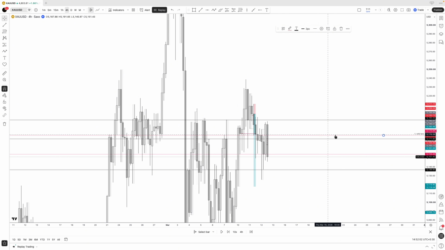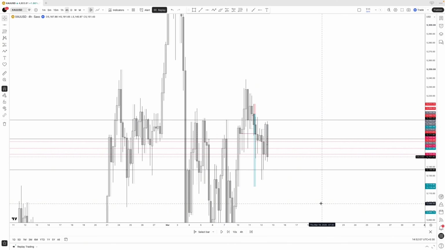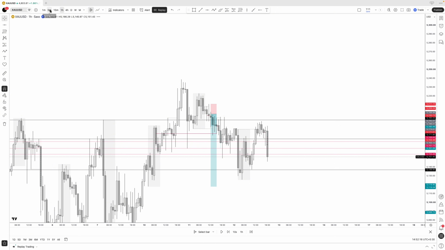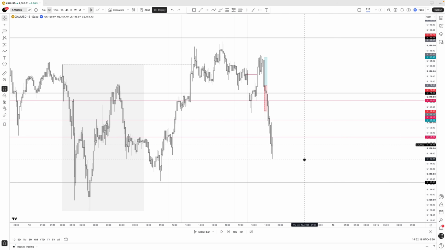And we can even mark out this level right here, which is close to the daily, or even this open close level here. It was used as a support multiple times, so it can be used as a resistance. Now let's go to a lower time frame and see if we can get in on a sell move.